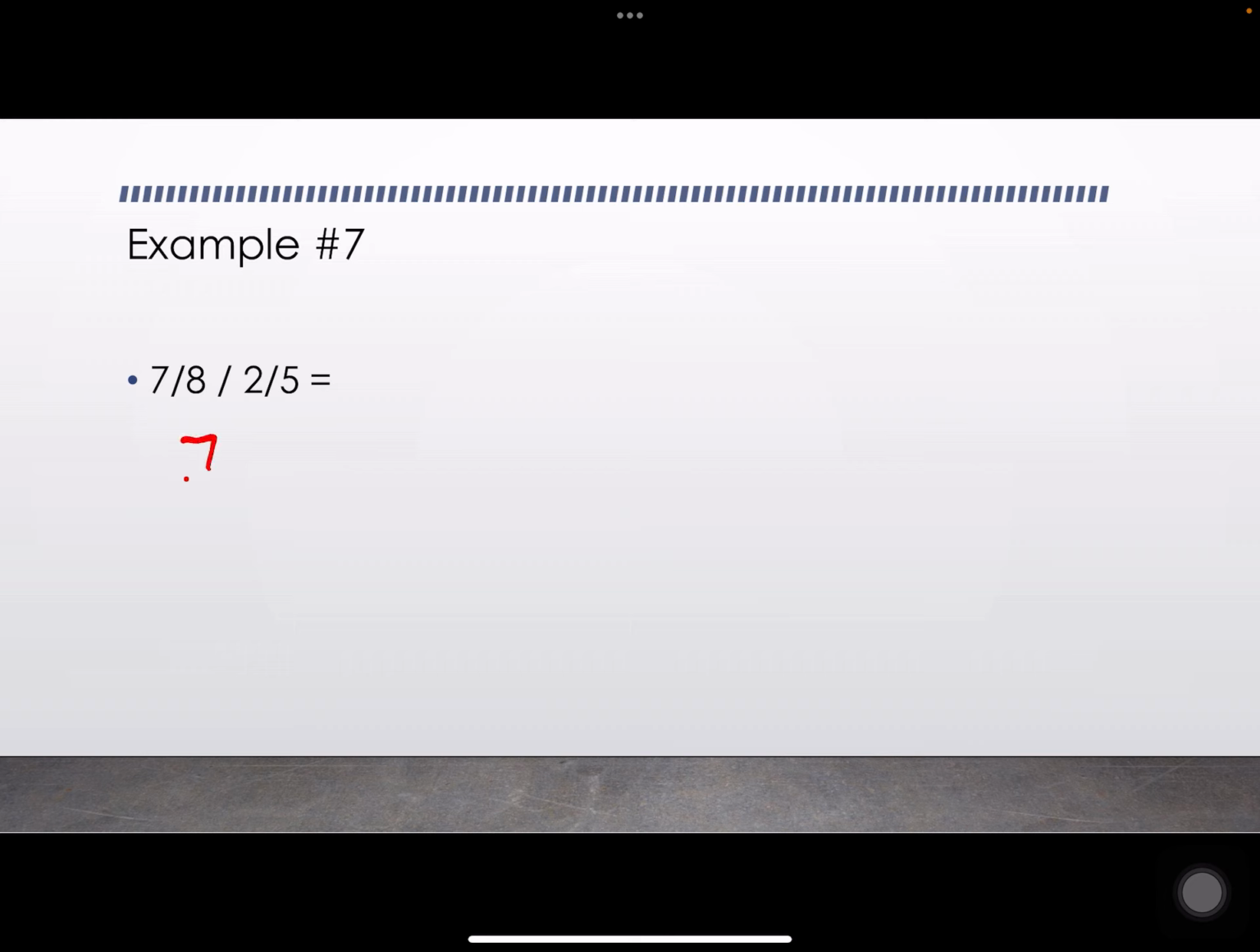So to divide 7/8 by 2/5, we start by inverting the second fraction to turn this into 7/8 times 5/2. Then you can multiply across like we did in our other example. You get 35 over 16.